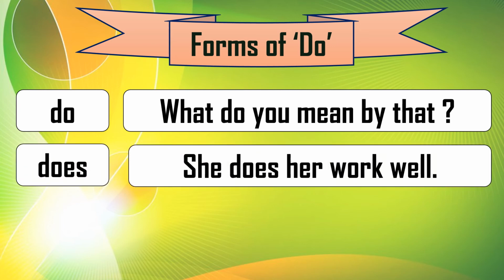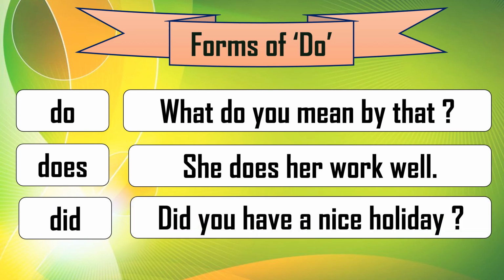Does. She does her work well. Did. Did you have a nice holiday? So some questions, some statements we have framed with the forms of do as auxiliary verb. You can see we have framed sentences in all the tenses. So as we have seen earlier, it states the tense of that sentence or tense of that verb.